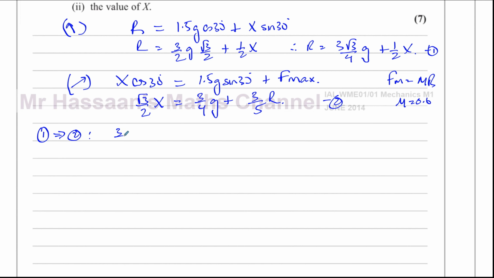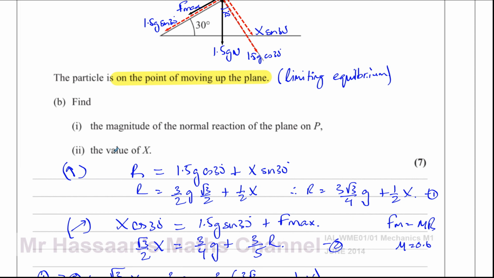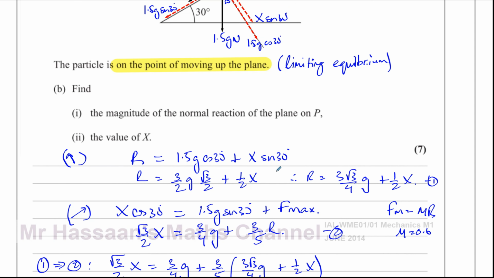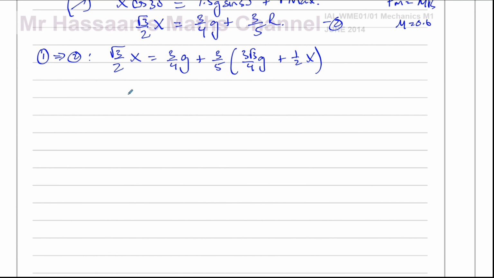All right, so we have root 3 over 2, sorry, x is equal to 3/4 times g plus 3/5 times r, which is 3 times root 3 over 4g plus a half x. So now we have got rid of the r from the equation, and we're going to find x. We're going to do part 2 first and then part 1. It doesn't matter, both of them are together as one question. So now I'm going to find what x is.